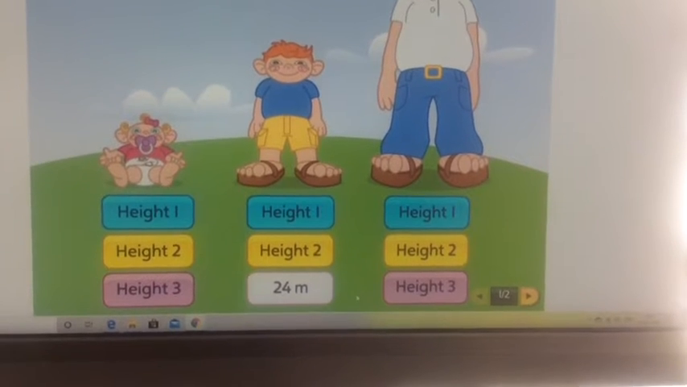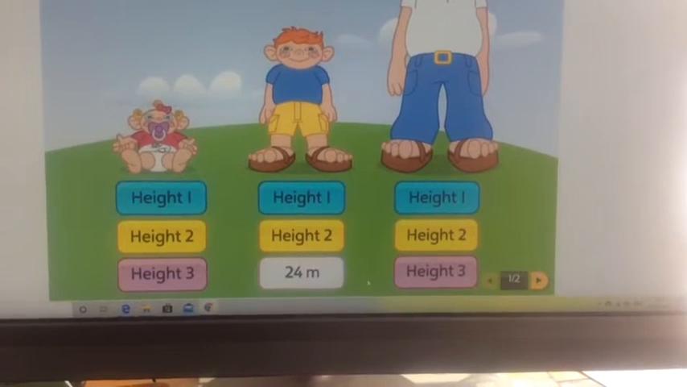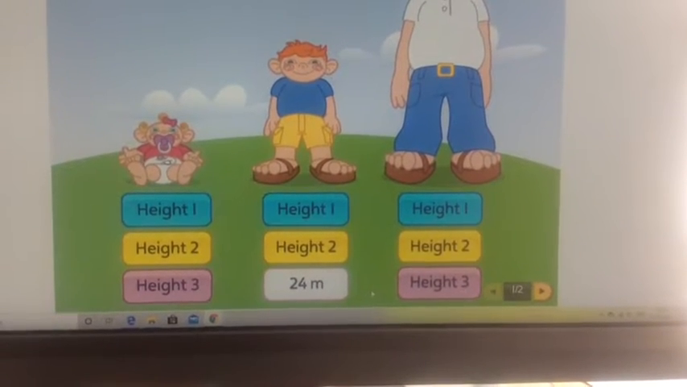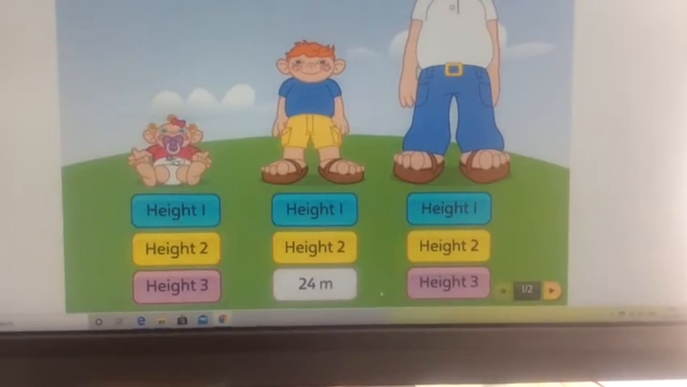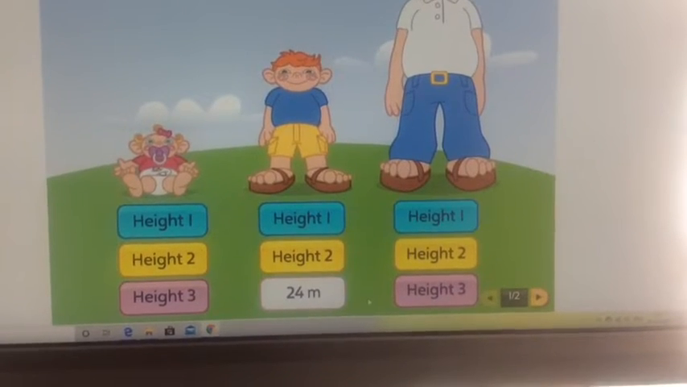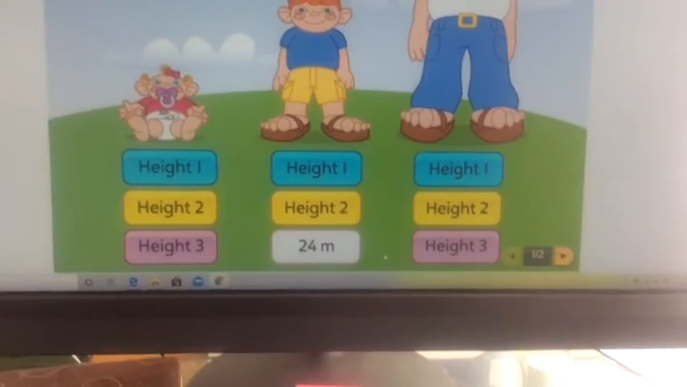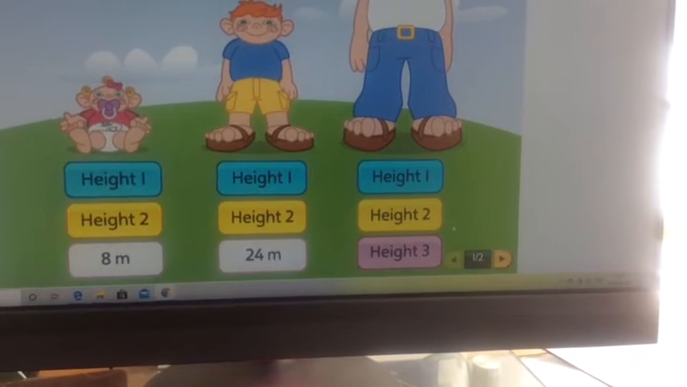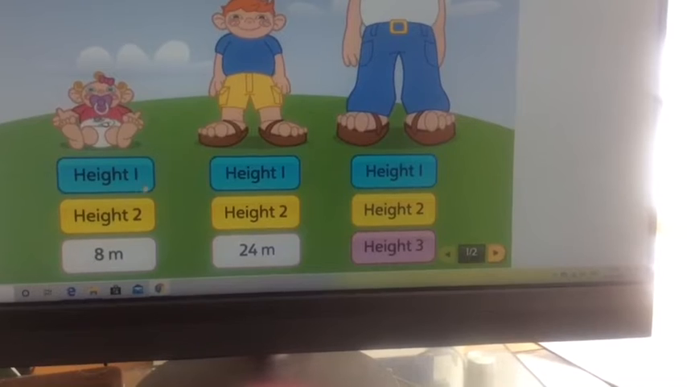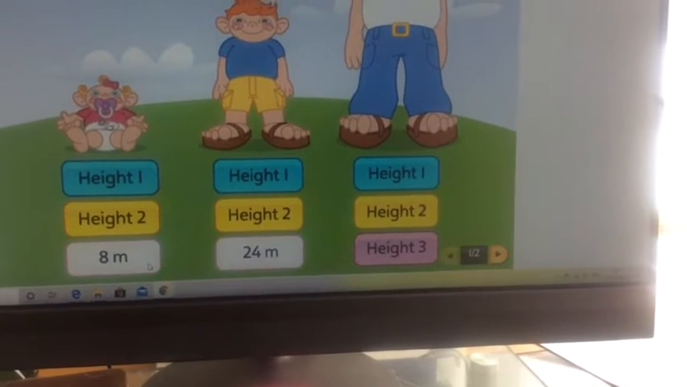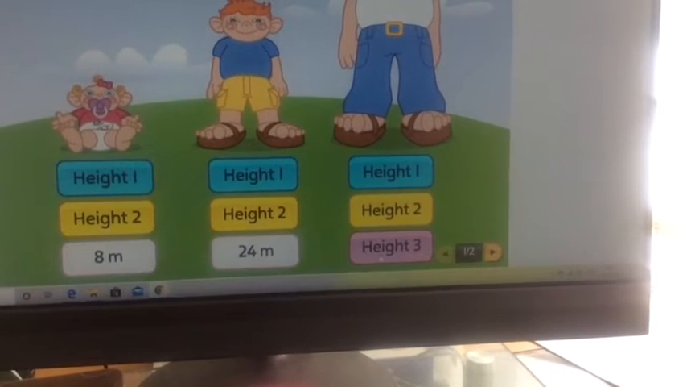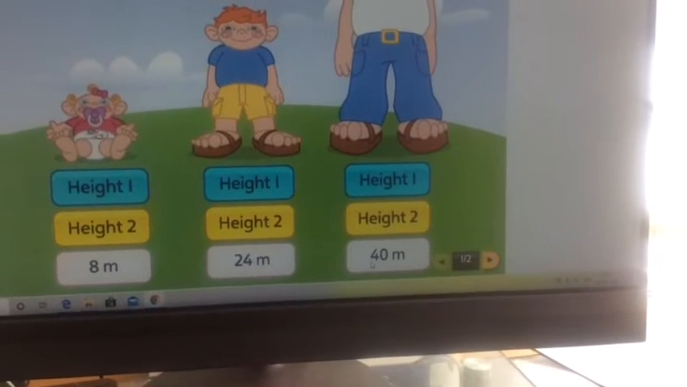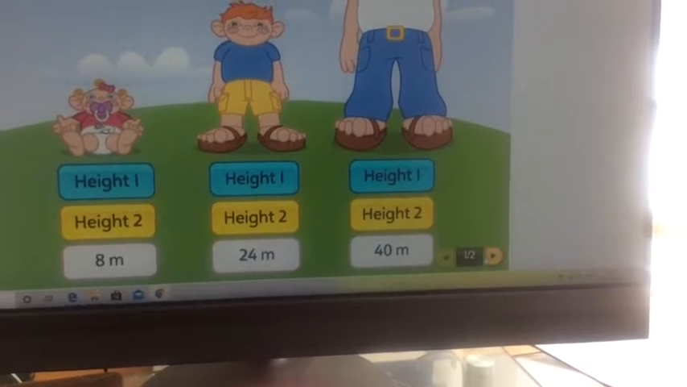Let's start the boy off at 24 meters this time. Remember, the baby girl is 3 times smaller. So what's 24 divided by 3? Now what about Dad? Remember, he's 5 times the height of the baby, and 8 5s are? Well done, boys. Now we're going to think about their weight.